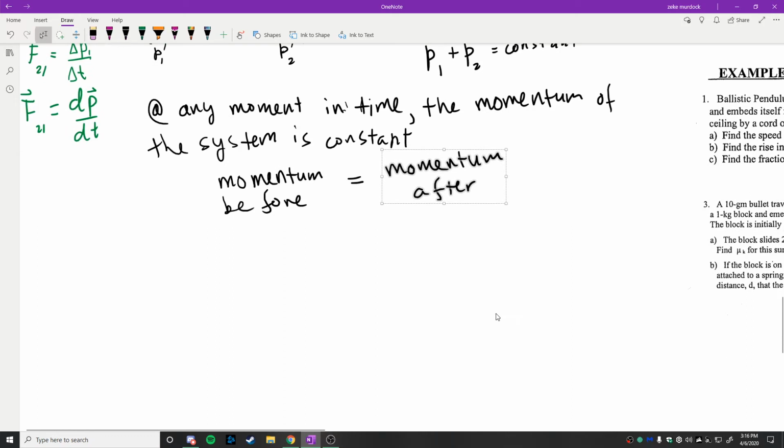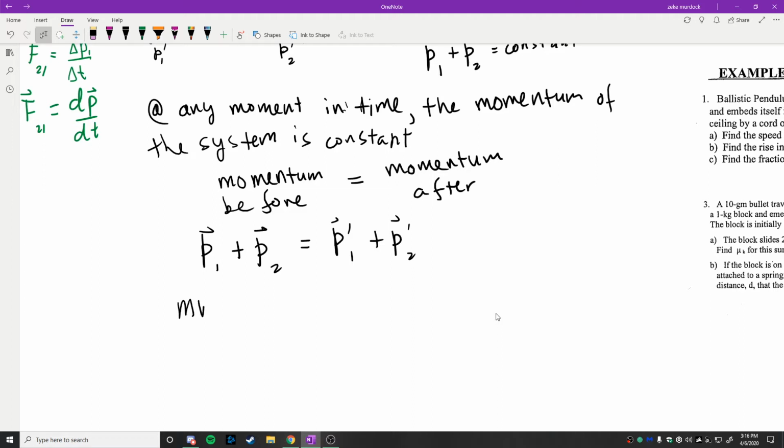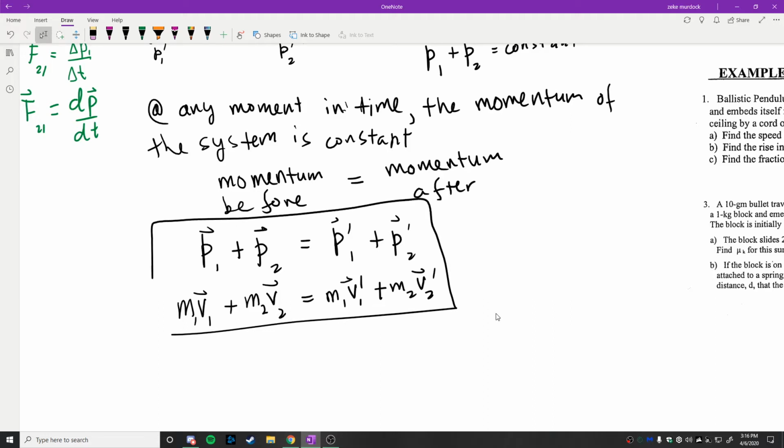So in this case, that would be something like this. If I take the momentum of ball 1 plus the momentum of ball 2 before the collision, that should be equal to the momentum of ball 1 after the collision plus the momentum of ball 2 after the collision. And they're vectors. We can write out what these things are. So the momentum of ball 1 is going to be the mass of ball 1 multiplied by its velocity before the collision, plus the momentum of ball 2 would be the mass of ball 2 times the velocity of ball 2. And this should be equal to m1 times the velocity after the collision, which we're calling v1 prime, plus m2 times the velocity 2 after the collision, which we call v2 prime. And that is our expression of conservation of momentum.